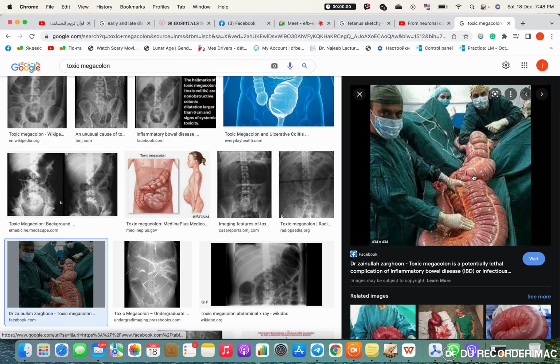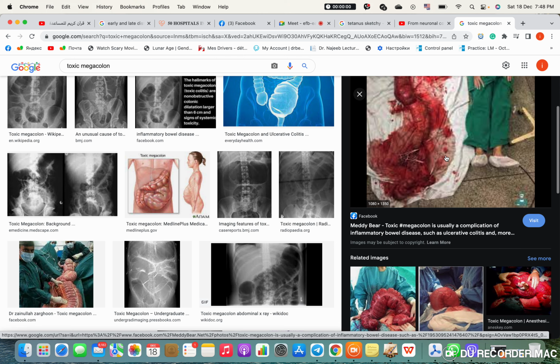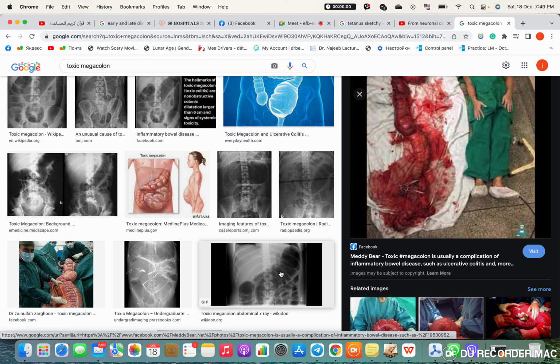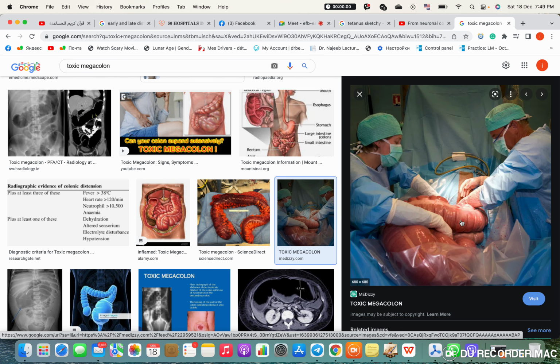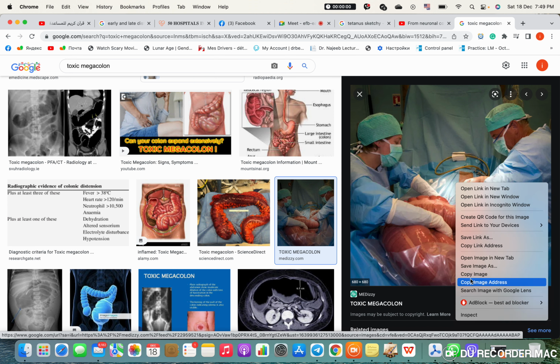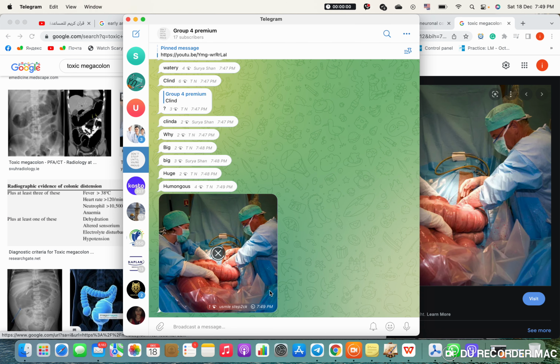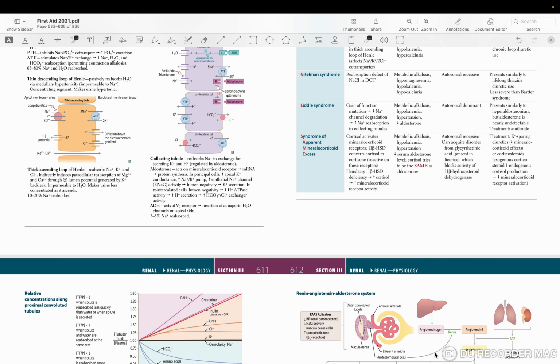Okay. See this? This is a toxic megacolon. Exactly. So it looks humongous. Yep. I agree. So, poor doctor, he will be like, okay, let's take this anaconda out of this patient. I have to say, when I saw it the first time, I thought it was fake, but no, this is true actually. So, toxic megacolon.